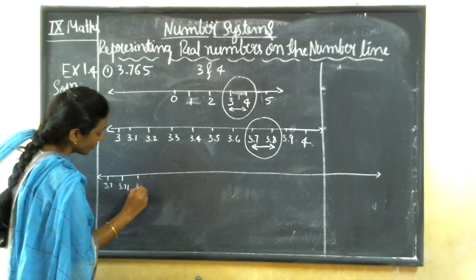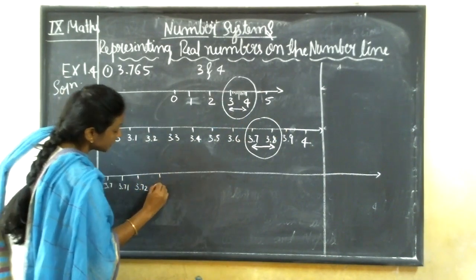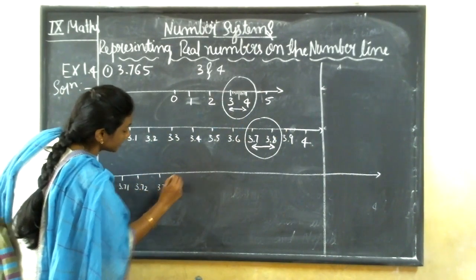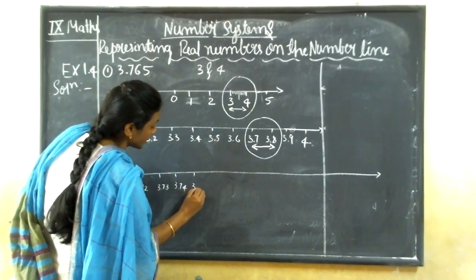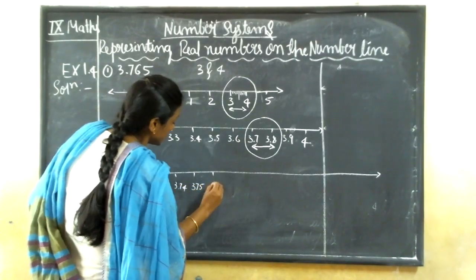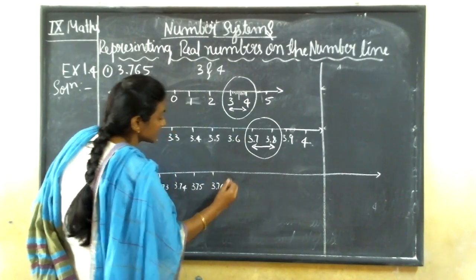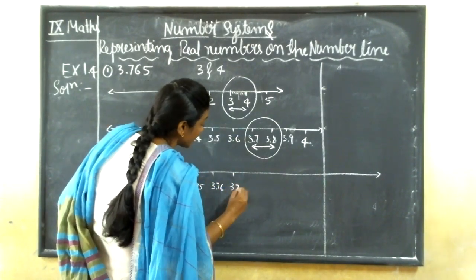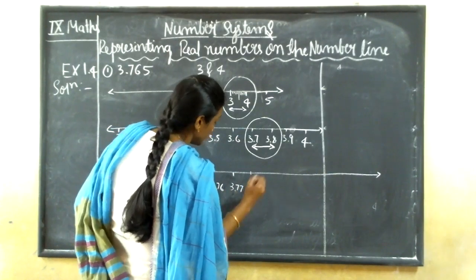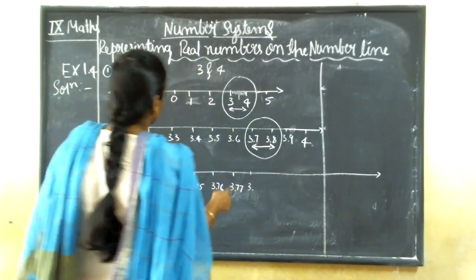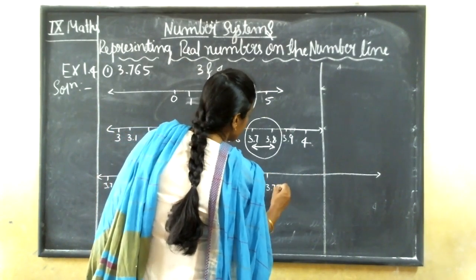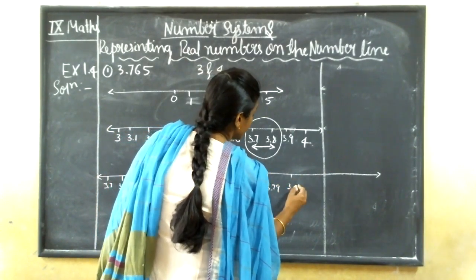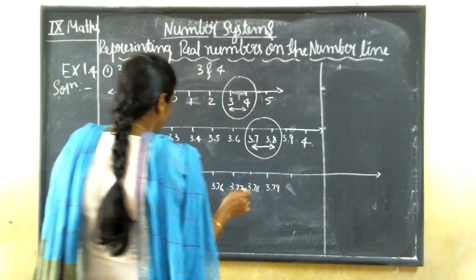3.71, 3.72, 3.73, 3.74, 3.75, 3.76, 3.77, 3.78, 3.79. After 3.79, what comes here?